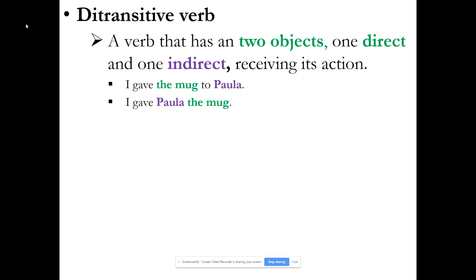I gave, and I want to mention here again, all of these sentences have variants. So I can switch around the indirect object and the direct object and say I gave Paula the mug, and it's still a ditransitive verb, two objects, except the indirect object is first, the preposition is dropped, and the direct object, the mug, comes after.